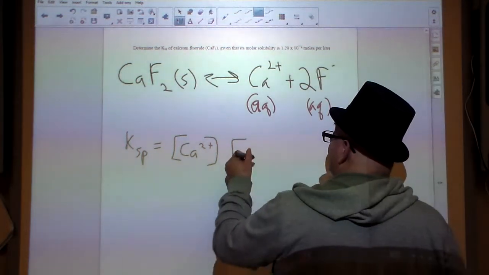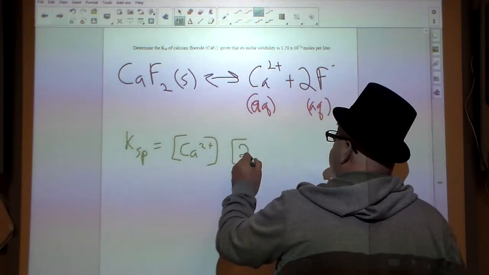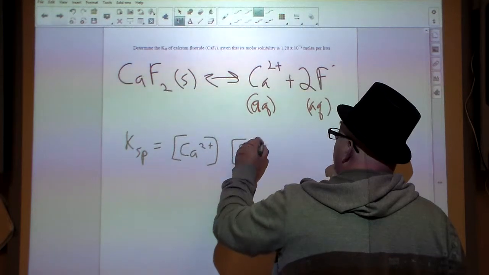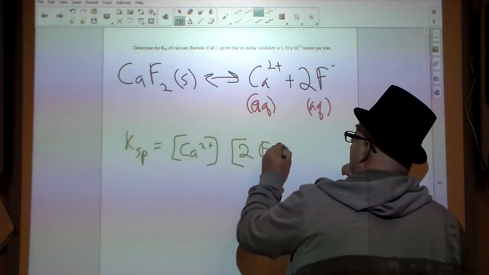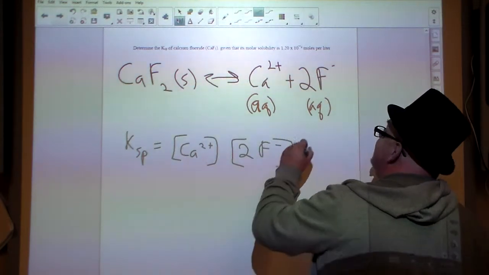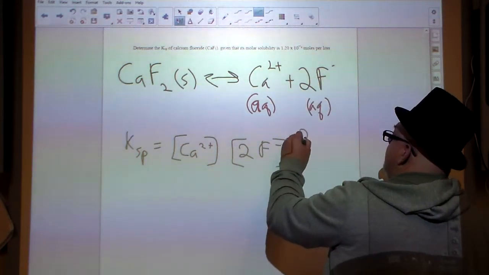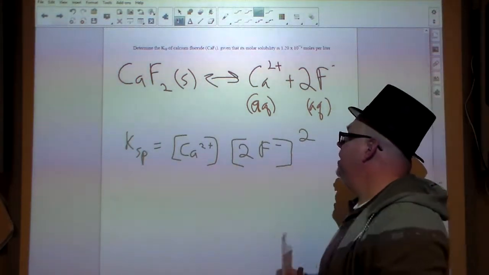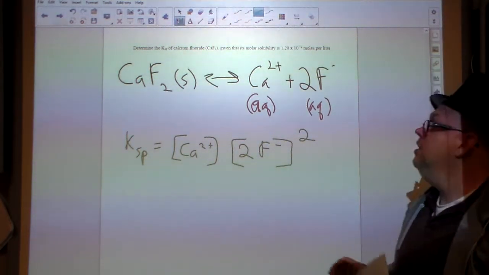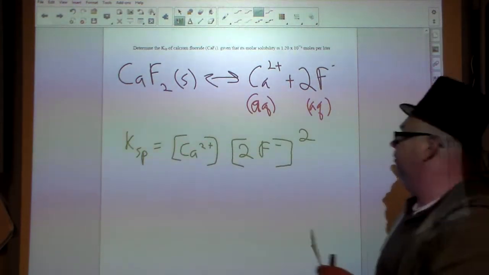So basically what you're going to have here, you're going to have double the concentration of the fluorine. So you're going to have 2 of those concentration of the fluorine. And because it's a 2, remember that's your exponent, that's going to be squared. That's how you end up solving something like this. So what does that look like in terms of numbers?